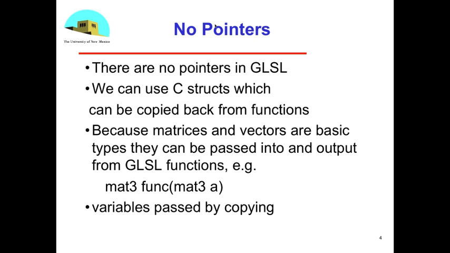Because the matrices and vectors are in fact basic types, you want to be able to pass them around, and it's very simple because they pass around just like integers or floats. So that's simple. Variables are passed around because there are no pointers. They're passed around by copying out to the function, and if you return something, it's returned by copying back.